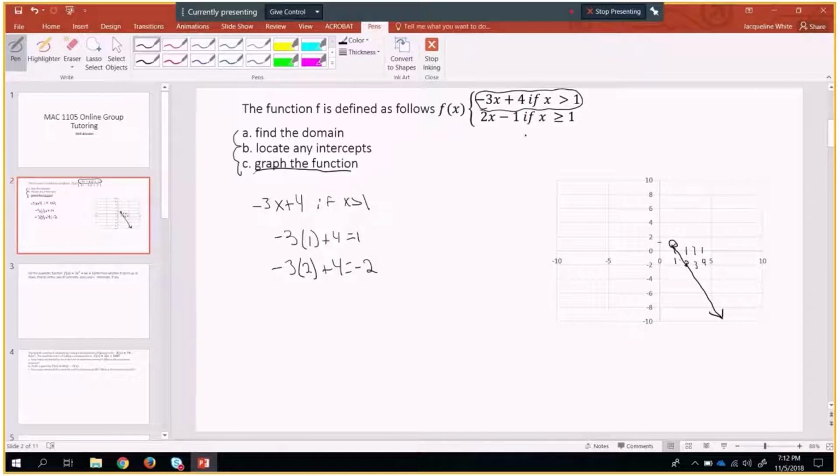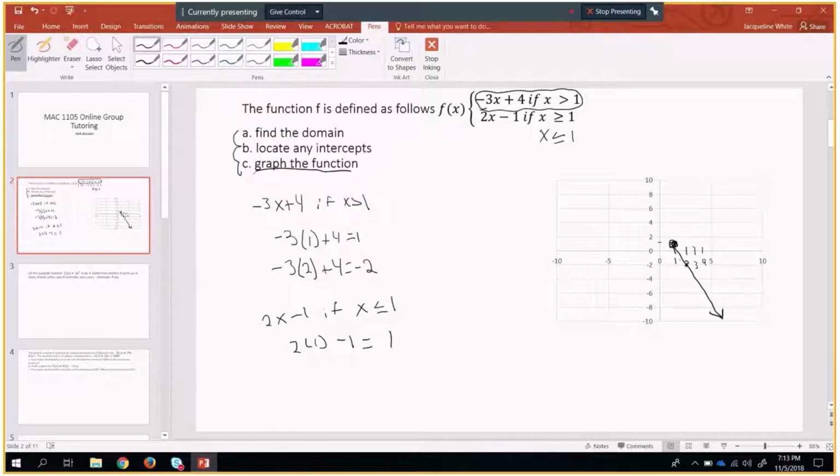Okay. And then the next part, this actually should be if x is less than or equal to 1. So it's going to be 2x minus 1 if x is less than or equal to 1. If we plug in our endpoint at 1, we're going to get 2 times 1 minus 1, which is equal to 1. So at the point 1, we get 1 again.